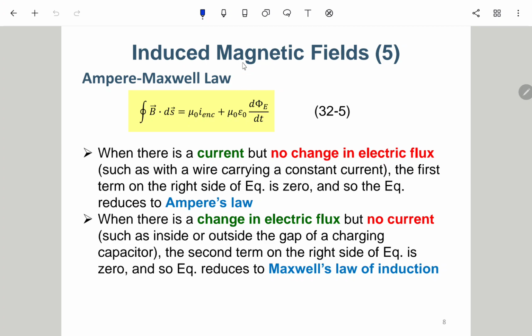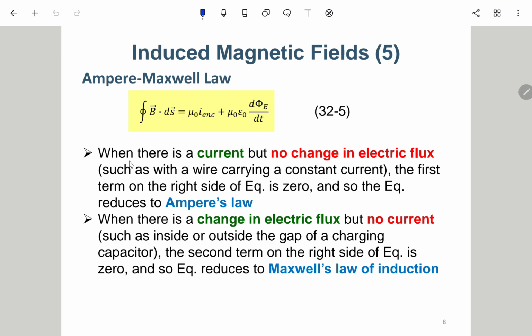Because the contribution is that this term is proposed by Maxwell. Ampere proposed this one. So you can consider it as a generalized Ampere's law, or you can call the whole thing Ampere-Maxwell's law.